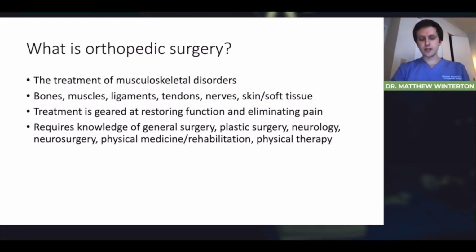And then when the etiology of that pain is deemed to be something that's related to the musculoskeletal system, often those patients are referred to us. Orthopedic surgery requires an in-depth knowledge of many surgical subspecialties blended into one: principles of general surgery, plastic surgery, neurology and neurosurgery with peripheral nerve surgery, physical medicine and rehabilitation, and even physical therapy. So it is a fairly wide encompassing practice.